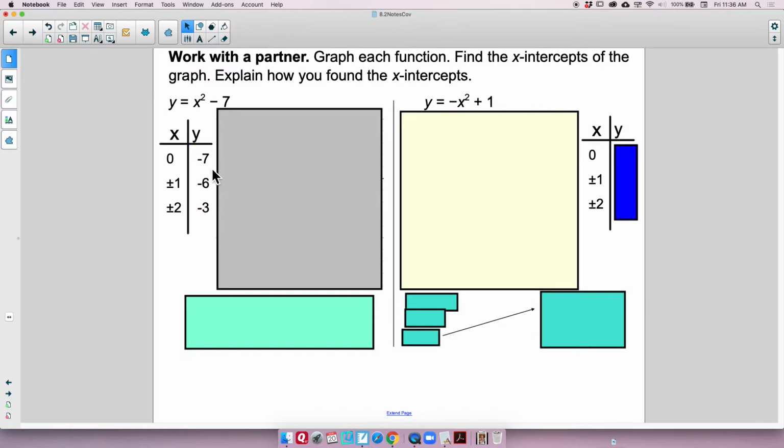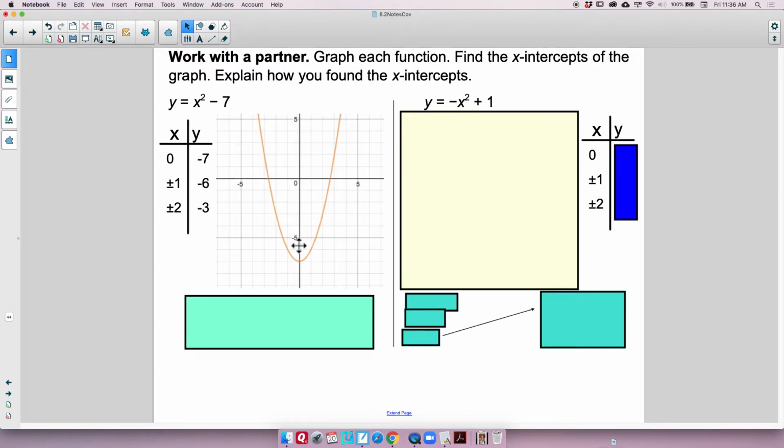Okay, well hopefully you got -7, -6, and -3, because if you plug in plus or minus 2, either way that becomes 4, -7 is -3. And when you graph that, it should have looked something like that.